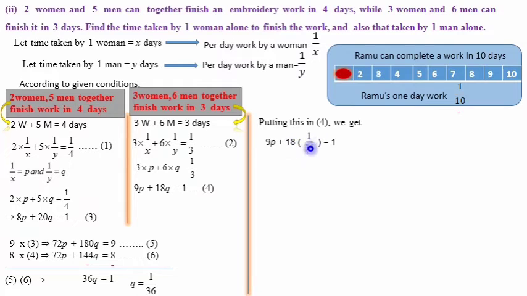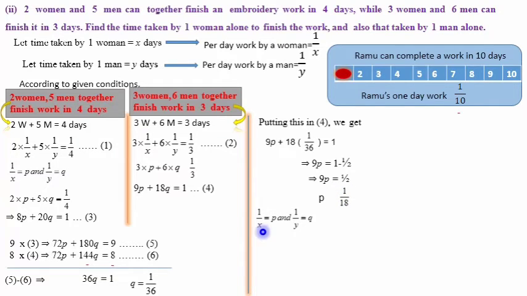Then 18 and 36 will be cancelled and will come as 2. So 9p is equal to 1 minus 1 by 2, which is 1 by 2. So p is equal to, this 9 will come in the denominator, 9 into 2 is 18, that is p is 1 by 18.